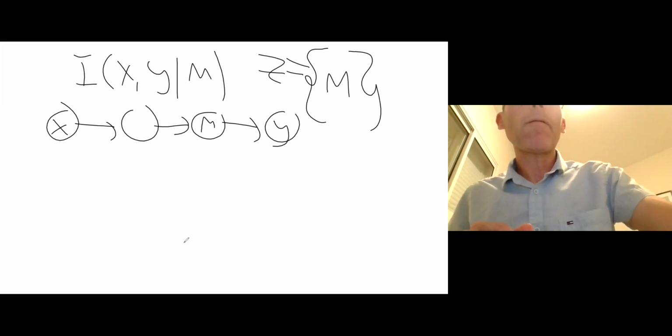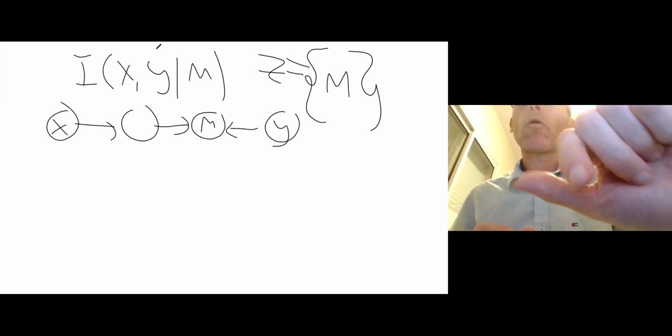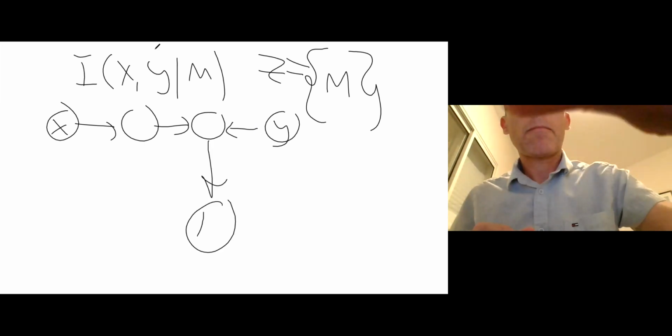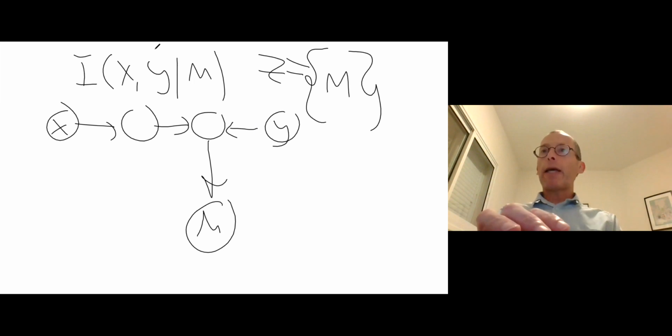However, if M is a collider, or if M is a descendant of a collider, then they are connected. Okay, so these are the three rules.